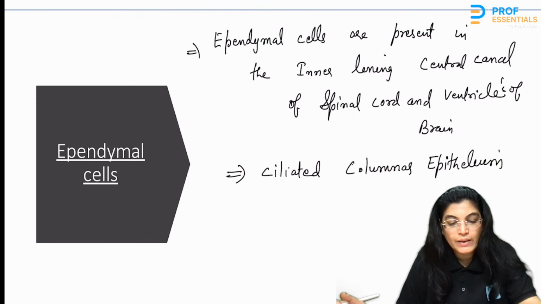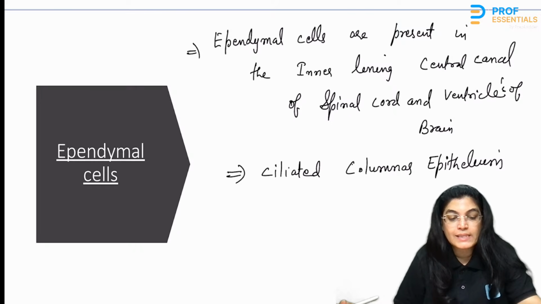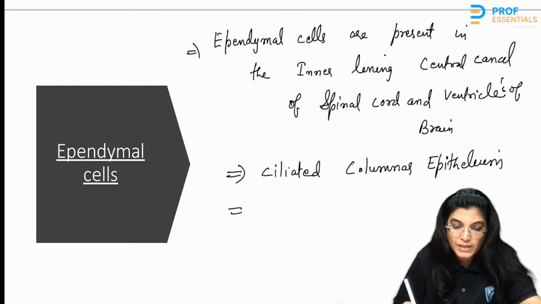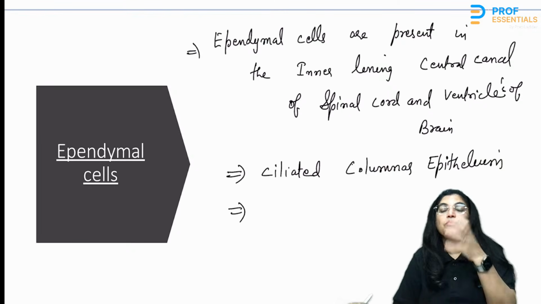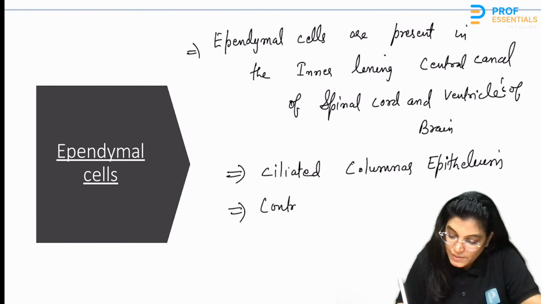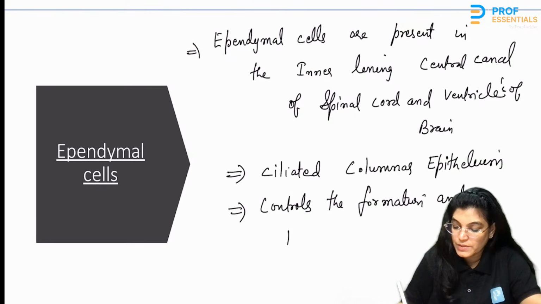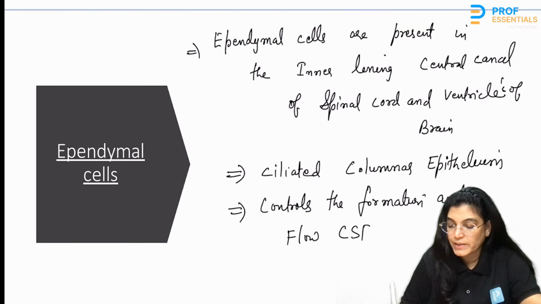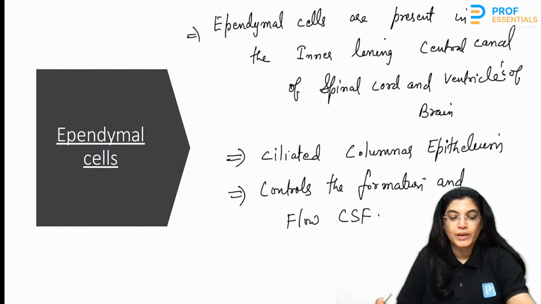They play an important role in CSF production and flow, so they maintain the flow of CSF. It controls the formation and flow of CSF, cerebrospinal fluid, in the central canal of the brain and in the ventricles of the brain. This is an important function.